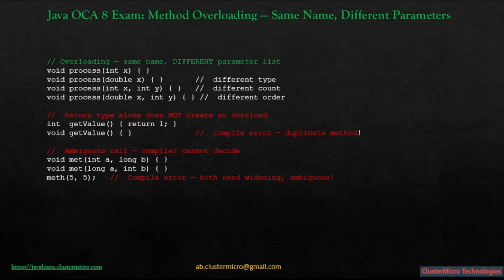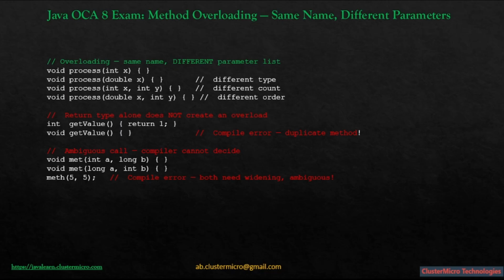And then the ambiguous call is a tricky one. You have void mate(int a, long b) and void mate(long a, int b), and then you call mate(5, 5). It will be a compiler error: ambiguous. Both methods exist and both are valid overloads, but the parameter order is different. But now look at the call: mate(5, 5), both arguments are int literals.